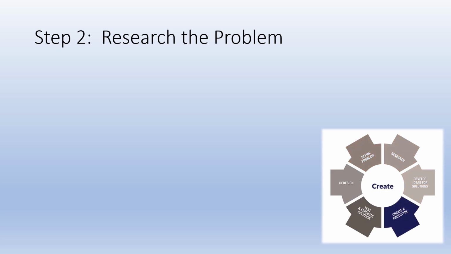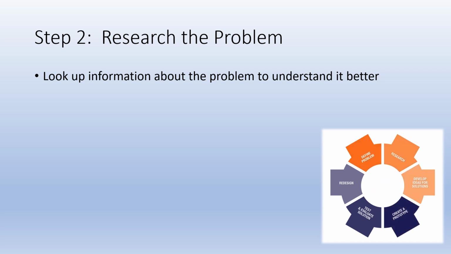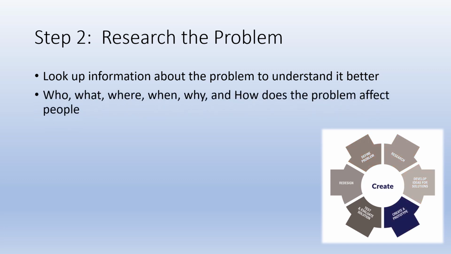And then step number two is once we've identified a problem, we need to look at ways to research information about the problem to understand it better. Okay. So this is a way to really, if I've identified a problem, well, how do I know it's a problem? Okay, is it really a problem? So we have to look up information. So you have to look up the who, the what, where, when, why, and how. How does this problem affect people? Okay, who does it affect?